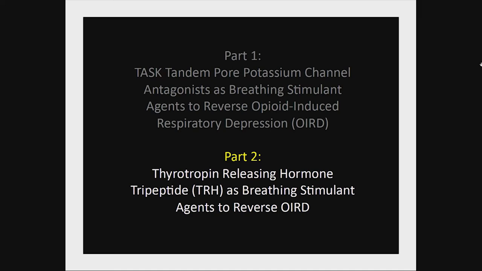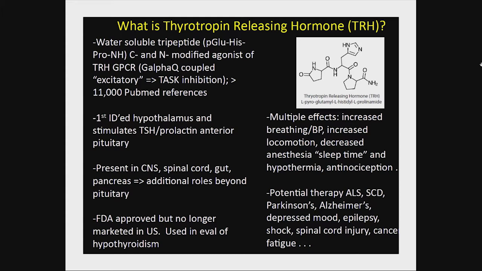And this is a water-soluble endogenous peptide or hormone. And its structure is shown over here. It's a tripeptide, and its N-terminus and its C-terminus are modified. So its carboxylate is amidated here, and the glutamate residue swings around and forms an amide bond to form a pyroglutamyl. So this is actually the N-terminus right here. And its endogenous receptor is a TRH G-protein-coupled receptor, which is a Gq-coupled or an excitatory receptor. We became interested in it because it inhibits TASK channels in the brain.